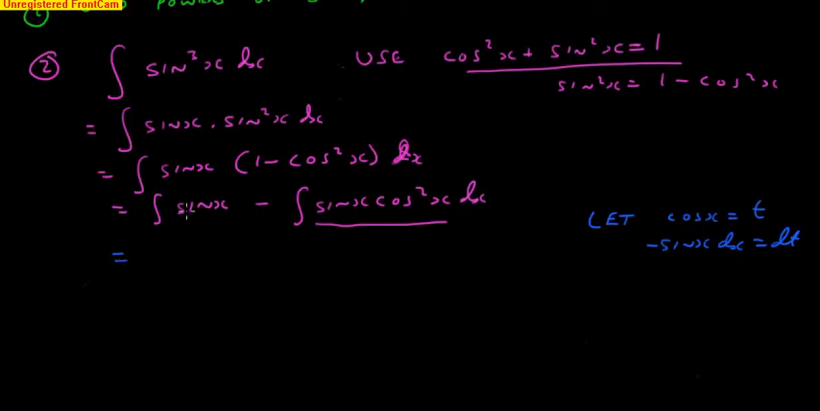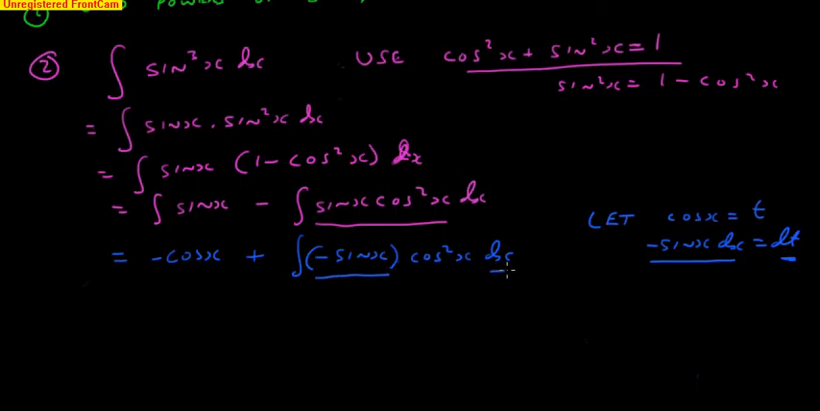Okay, what we're going to find is the integral of sine x is negative cos x. That's the first bit. Then I'm trying to find the integral of negative, so I'll just put plus here, the integral of negative sine x times cos squared x dx. I'm just doing this to show you very clearly what it is I'm doing. You'll see over here I've got negative sine x dx is dt, and over here what I've now got is negative sine x dx.